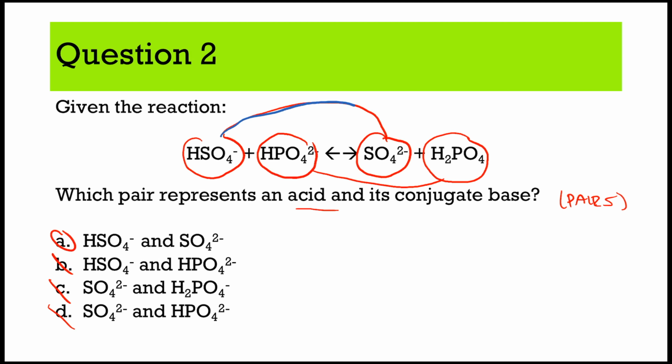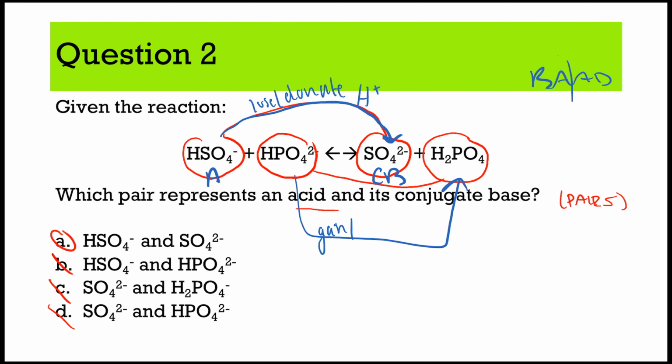In order to go from HSO4- to SO4 2-, you had to lose or donate an H+. And again, looking at BAD, if you can donate or lose an H, that makes you an acid. And then when you actually do that donating, that is a conjugate base. And then if we're looking at the HPO4 2- to H2PO4-, in order to get from one to the other, you had to gain or accept an H+. And if you have the capability of accepting an H+, that makes you a base, and that makes what you look like after you've actually accepted it a conjugate acid. But again, as long as you can pair them properly, that is how you can get those answers.